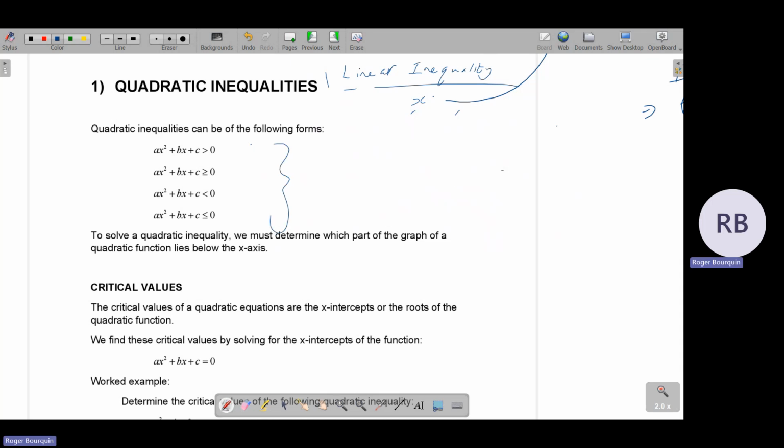All of these, otherwise it becomes linear. B can be zero, C can be zero. But to be quadratic, the coefficient of x squared must be non-zero. Good.